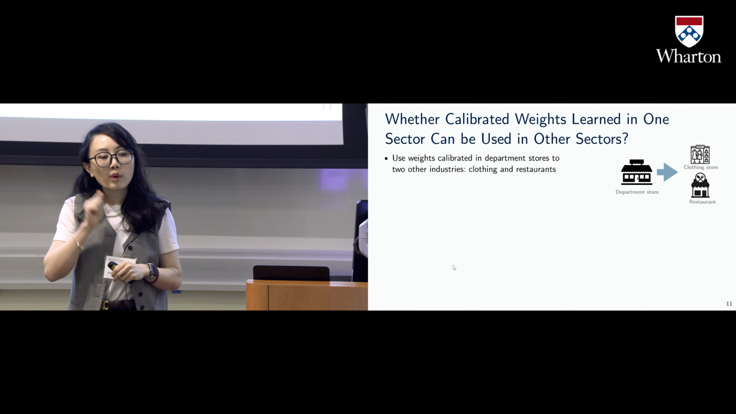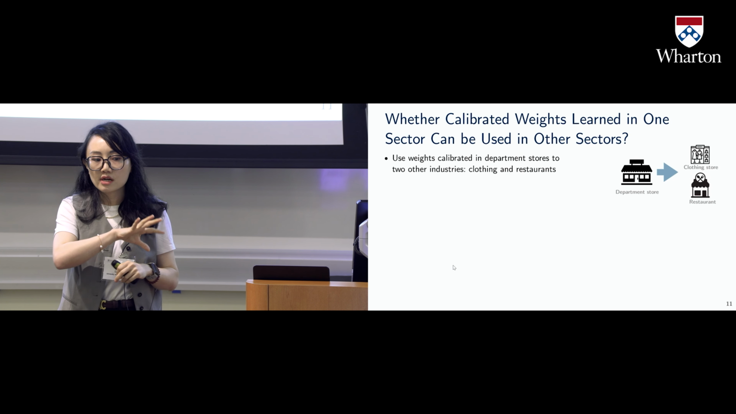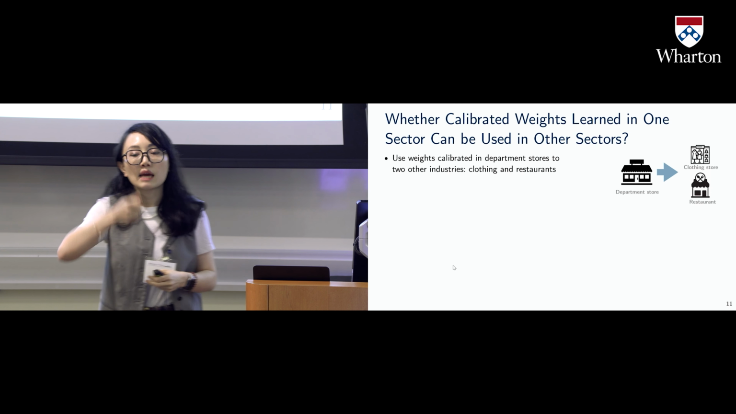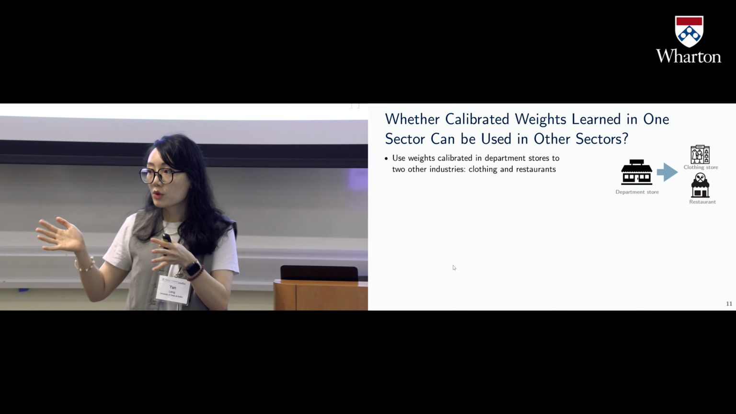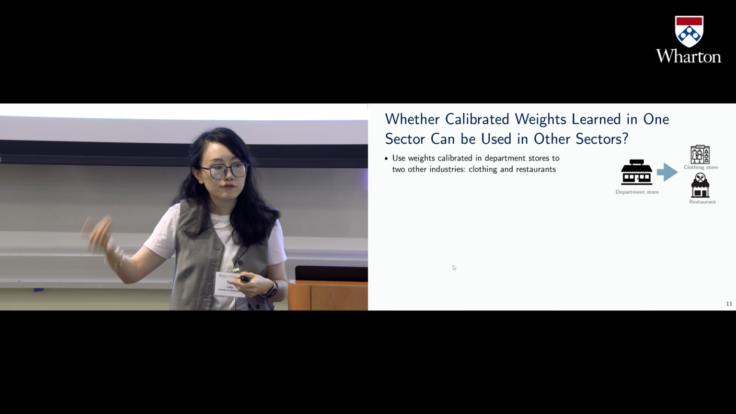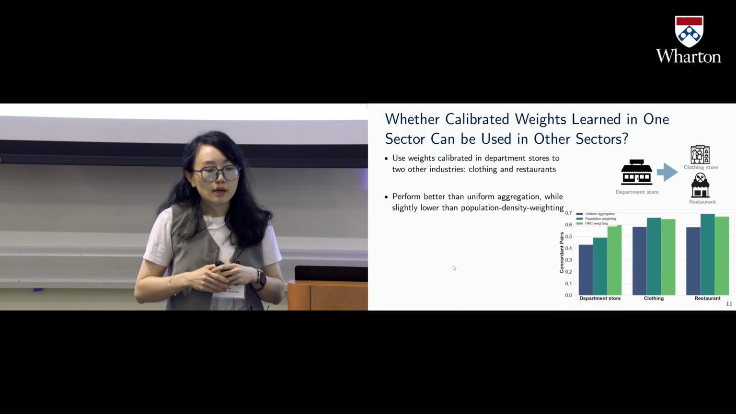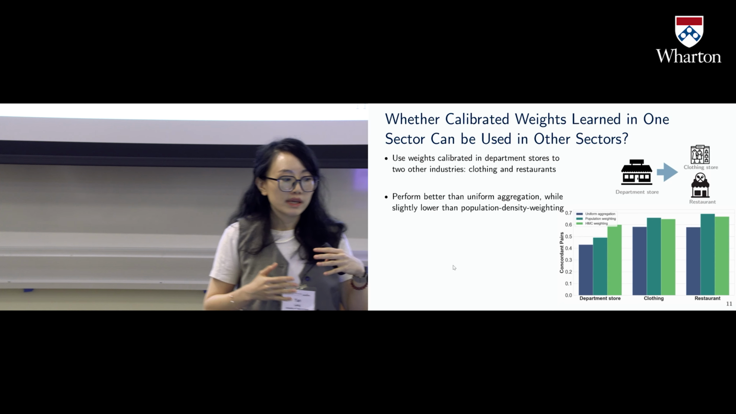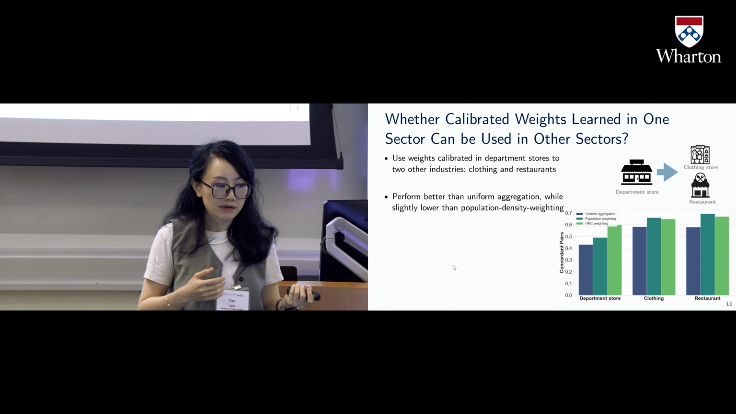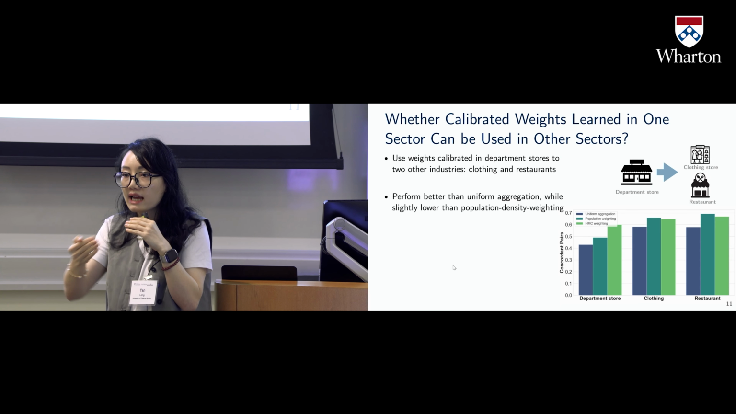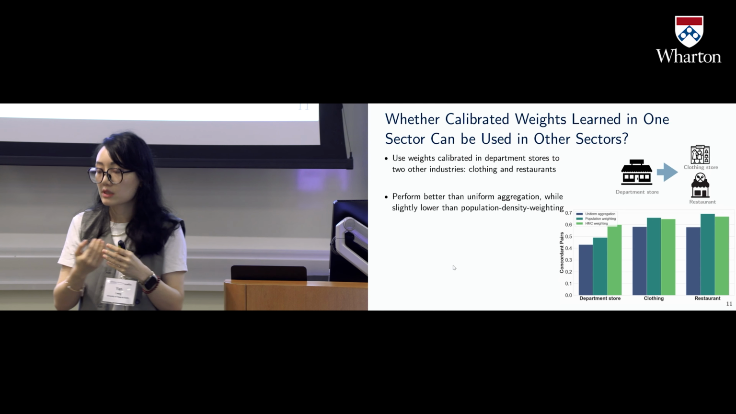So we want to ask whether the weights learned in one sector, in our case department store, can be used in other sectors. So here we migrate the weight to clothing and restaurant. And by looking at the results, we see that we can perform better than uniform aggregation, but we actually perform slightly lower than population density weighting.